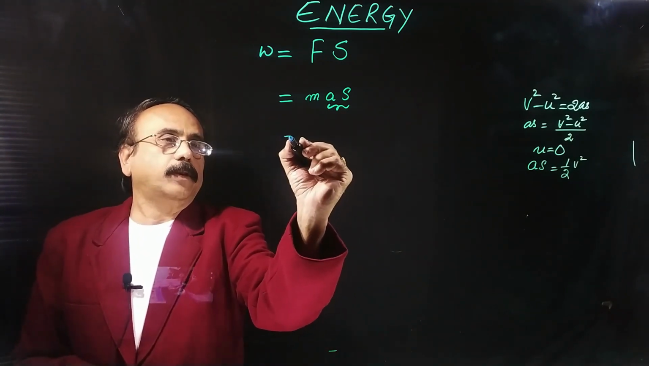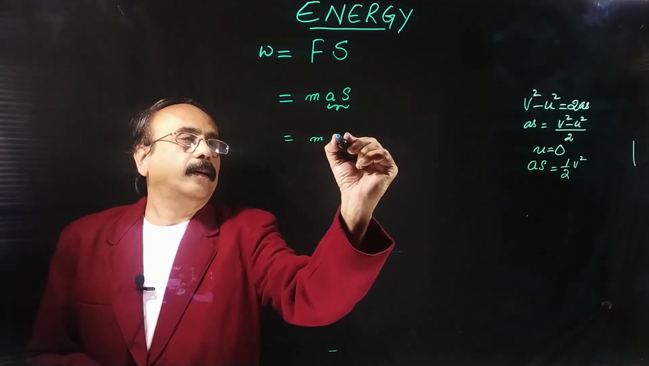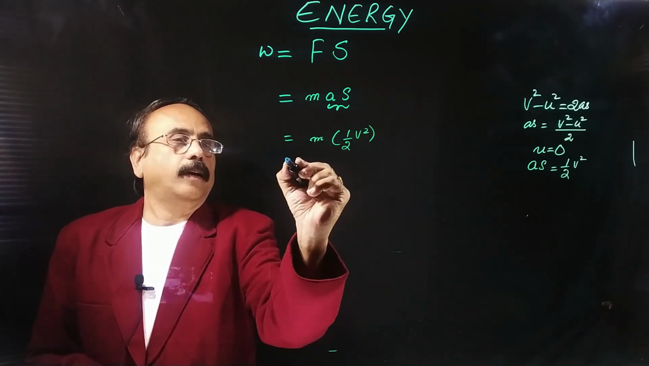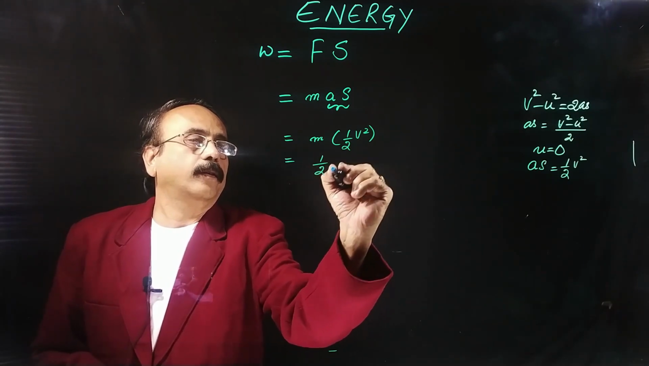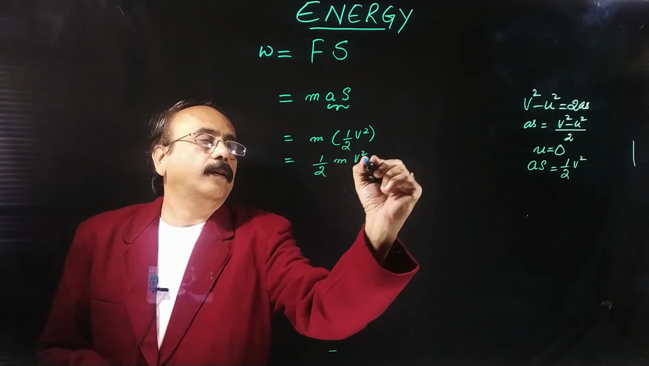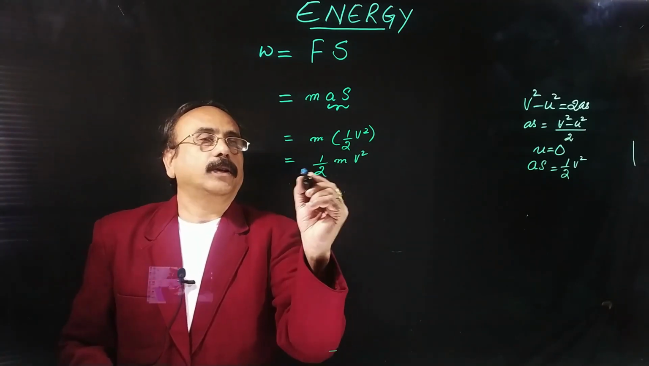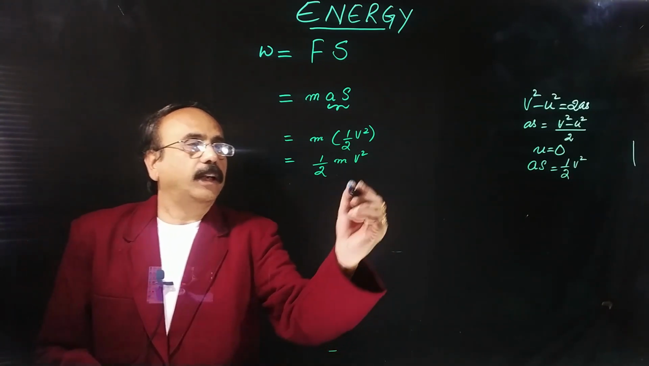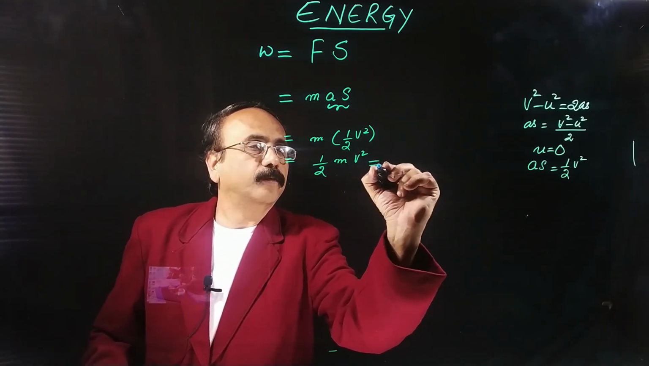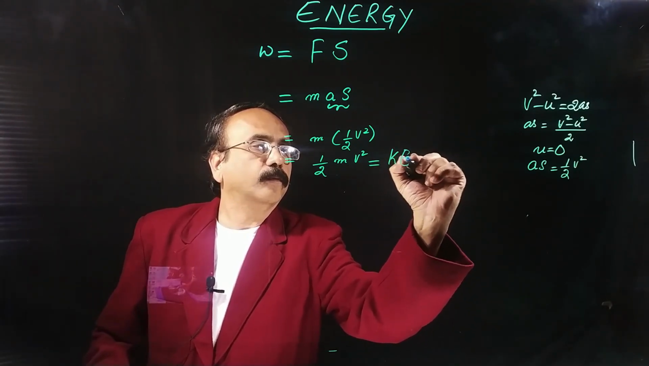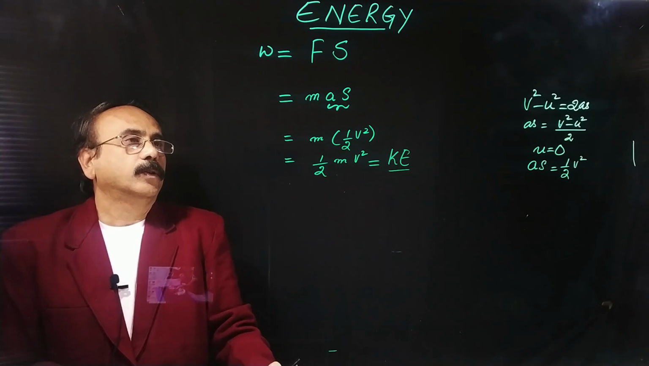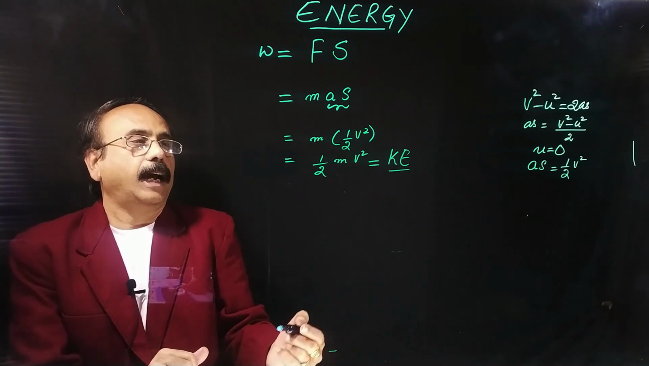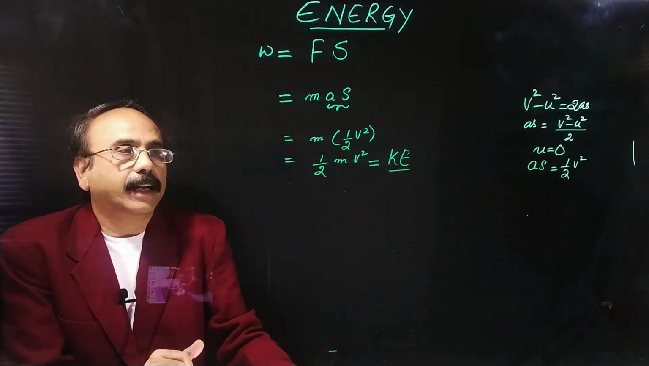Now let us substitute that here. Then we get half m v square. So this is the work done. W is equal to half m v square, and this is what is known as the kinetic energy. So we began with the formula of the work done and we have derived a formula for kinetic energy.